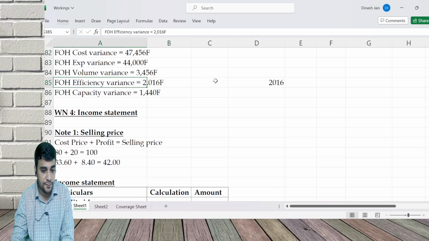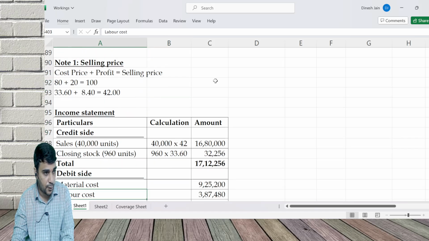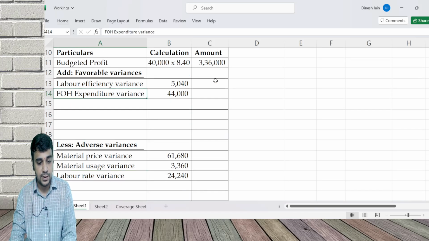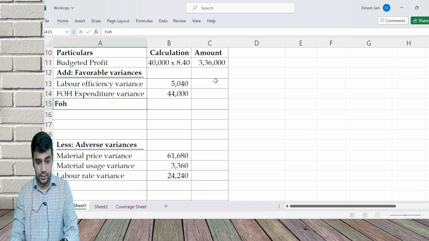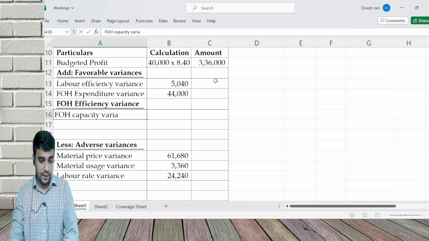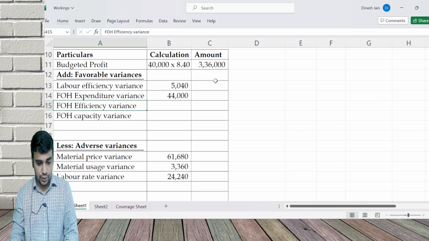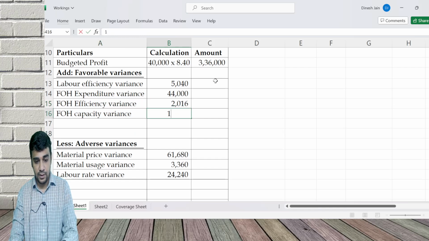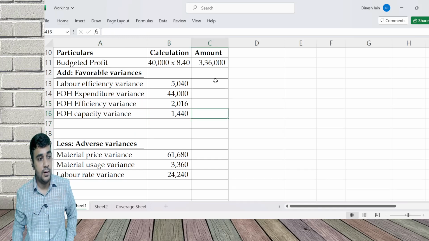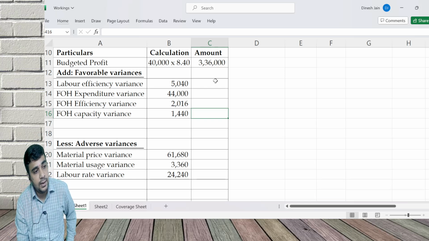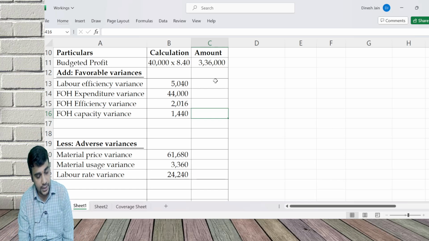Expenditure is written. Efficiency and capacity both are favorable, 2,016 and 1,440. So FOH efficiency variance, don't look at the solution, there we have taken it as variable overhead. FOH capacity both are favorable, 2,016, 1,440. Once you add favorable, deduct adverse, you should get that 2,99,000 whatever we got earlier.